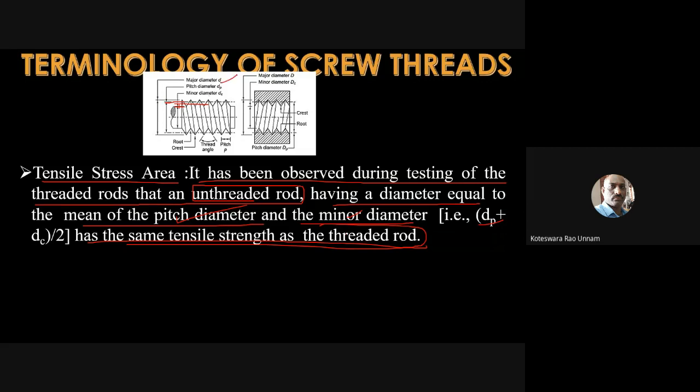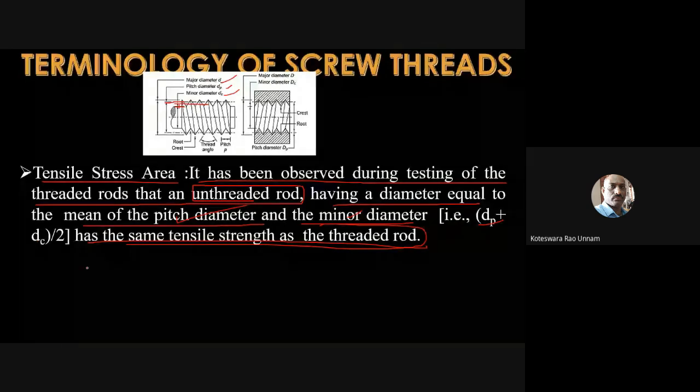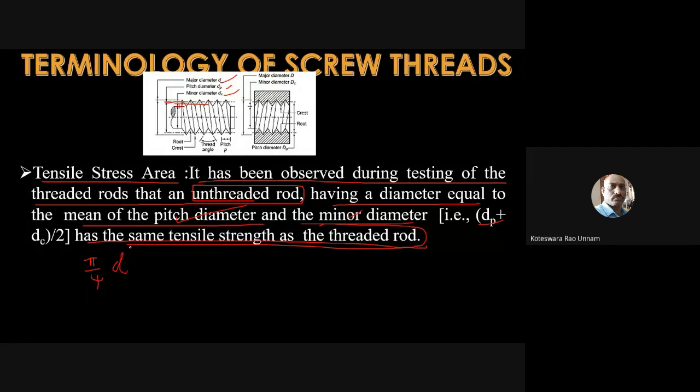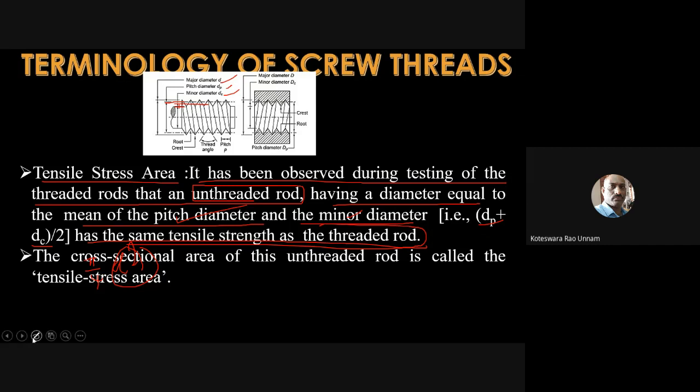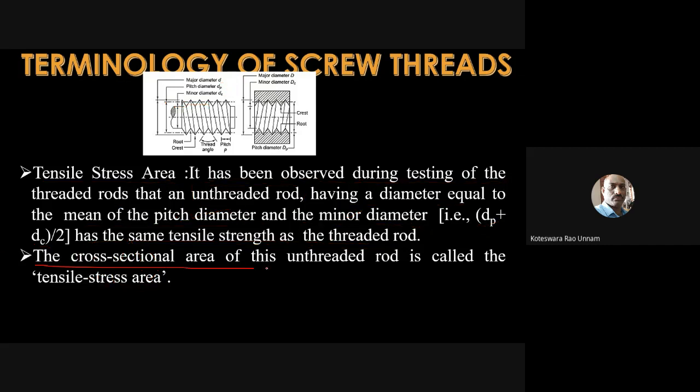So we won't consider the major diameter, and we won't consider the minor diameter. You need to take the average diameter, (dp + dc)/2. Then based on that only can you calculate the tensile stress area. If d is the diameter, the area is π/4 into d squared, where this d used for calculating the tensile stress area should be equal to (dp + dc)/2. If you use that, you'll get the tensile stress area. So the cross-sectional area of this unthreaded rod, that means the shank portion, is called the tensile stress area.